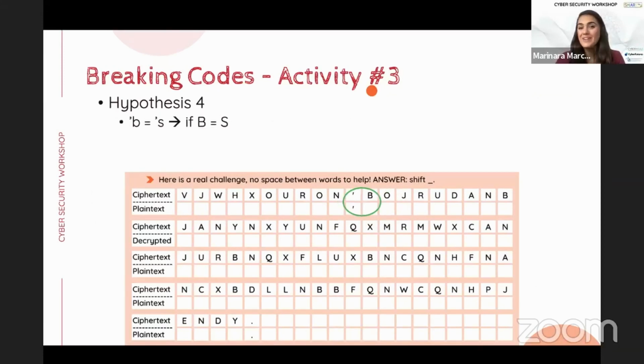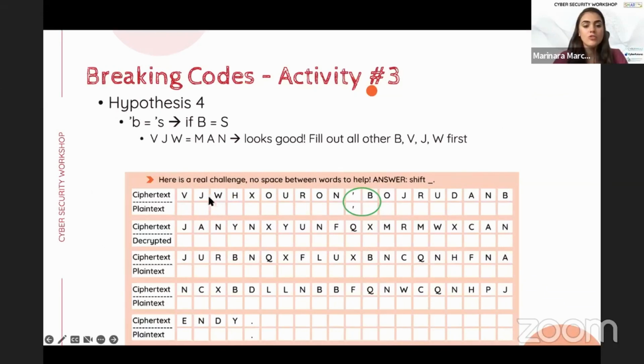So then we can go to hypothesis 4. What about B is S? And then you go again. You can see that even though we're making decisions based on frequency analysis and knowledge of English, it can be a bit difficult to come up with this. So if B equals S, let's see the first three letters.